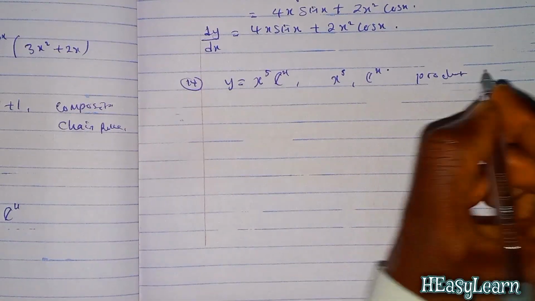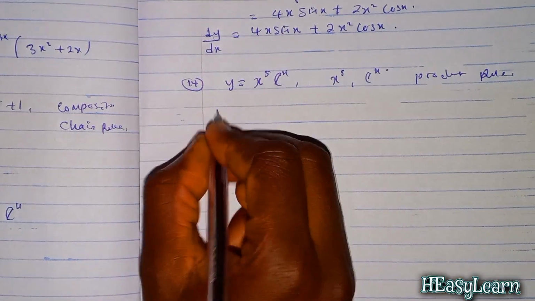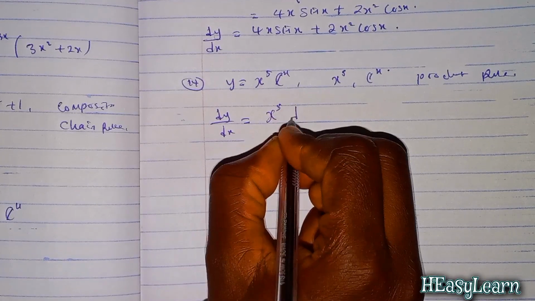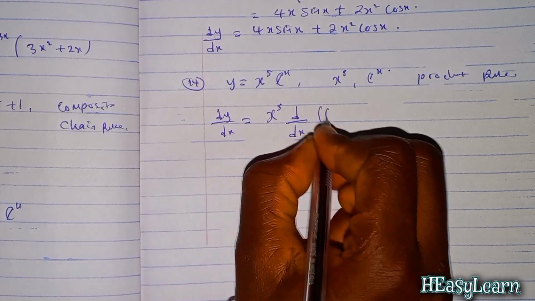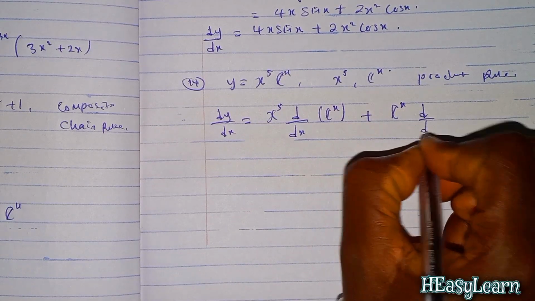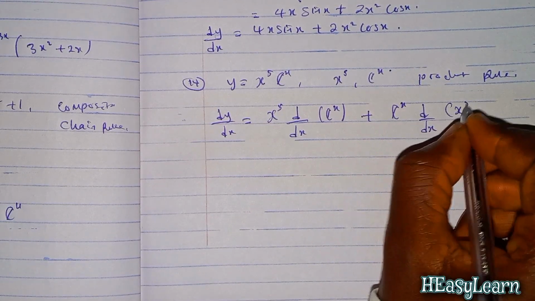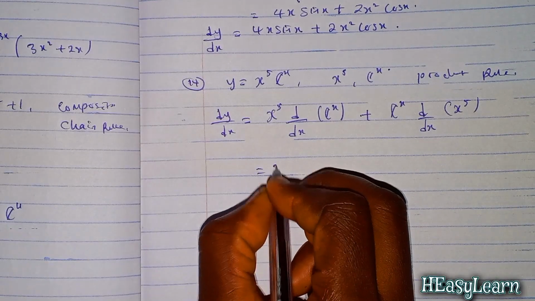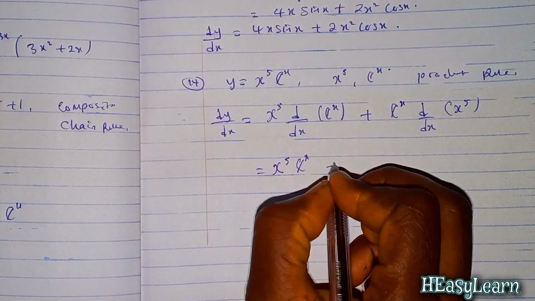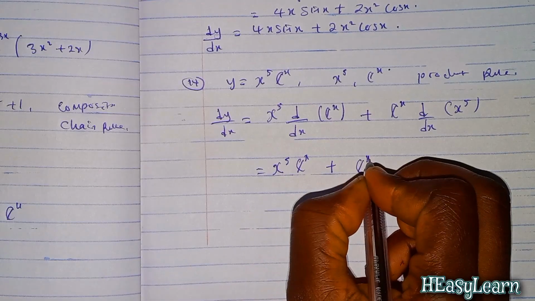Apply the product rule technique. So the dy/dx of the function is: keep the first function, differentiate the second function, plus keep the second function multiplied by the derivative of the first function. This is the same thing as x to the power of 5 times e to the x. The derivative of e to the x is e to the x.